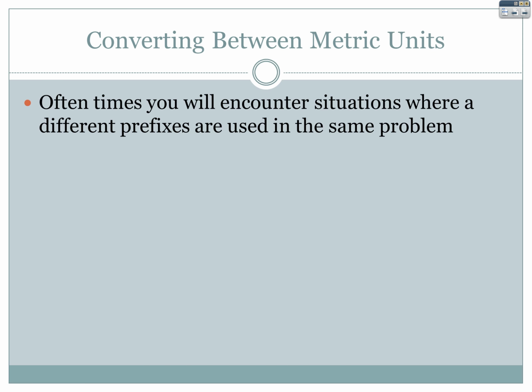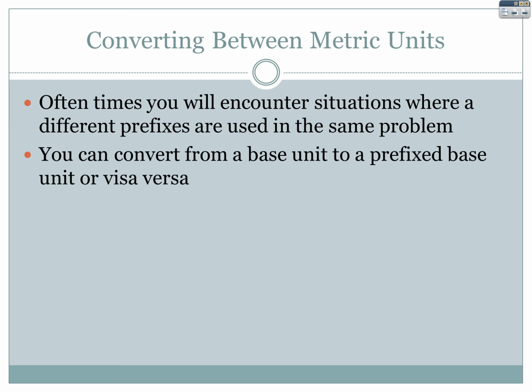Alrighty, so let's talk about converting between metric units. Oftentimes, you will encounter situations where different prefixes are used in the same problem. You can convert from a base unit to a prefixed base unit, and vice versa. So, for example, if I wanted you to tell me how many milligrams there are in 56.91 grams, you would have to go through a process like this.